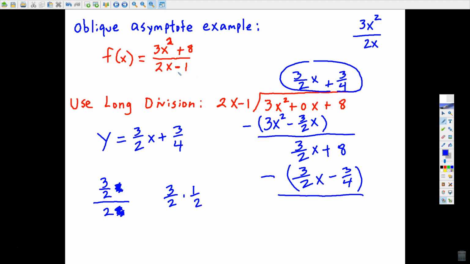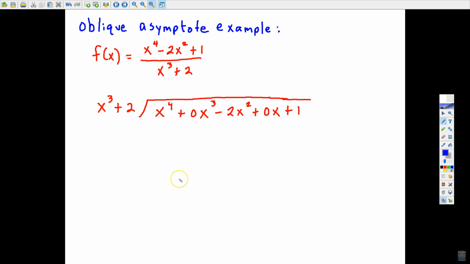So you just jump into long division. We're done. What we need is this. We don't need the remainder. We need the slope-intercept form for a line that we'll draw, which will serve as a slant asymptote. Okay, let's try another one.